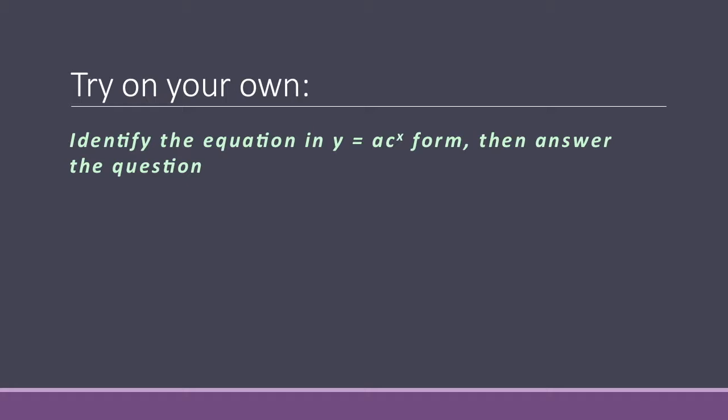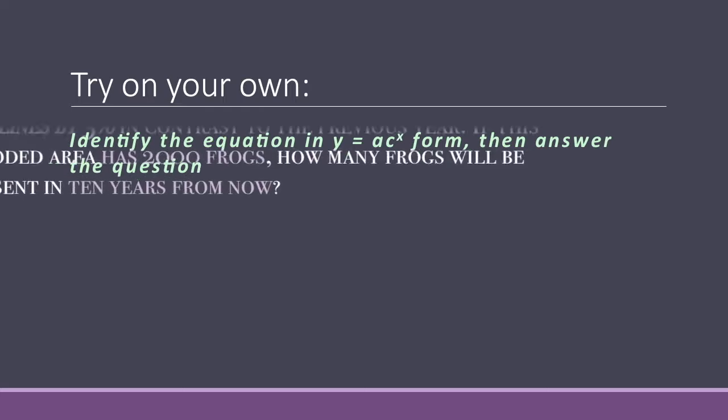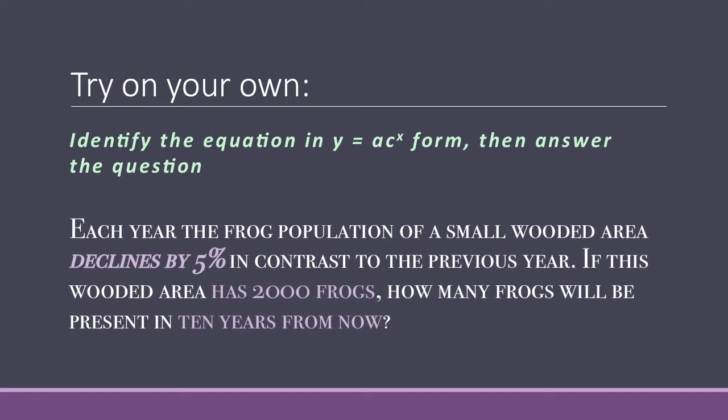Try this on your own. Identify the equation in y equal to a c to the x form, then answer the question. So I'm going to give you the question. I would like you to pause the video in this case and try this question on your own. Each year, the frog population of a small wooded area declines by 5% in contrast to the previous year. If this wooded area has 2,000 frogs, how many frogs will be present in 10 years from now?